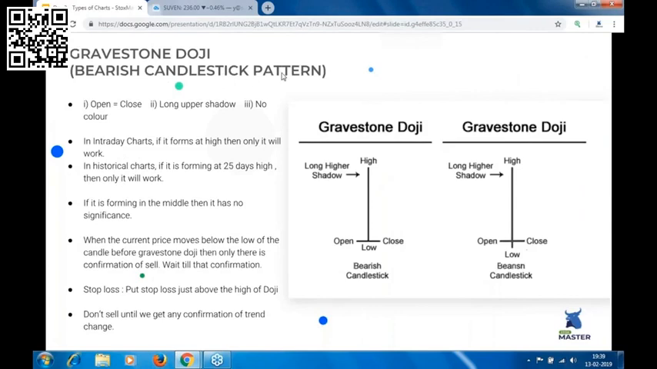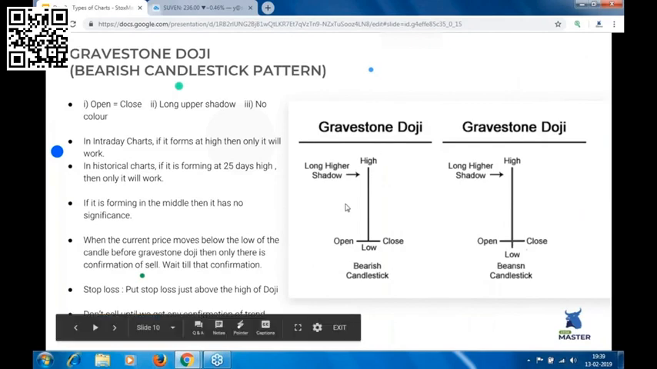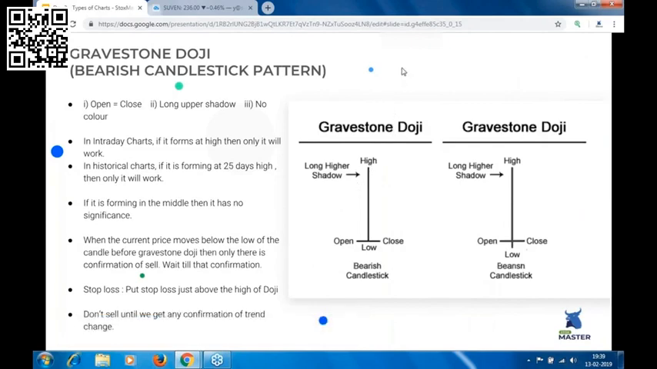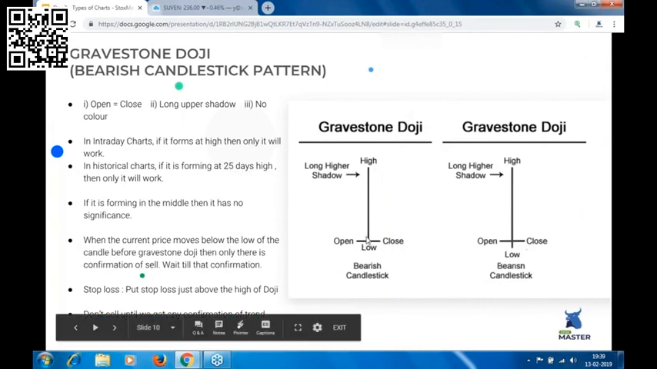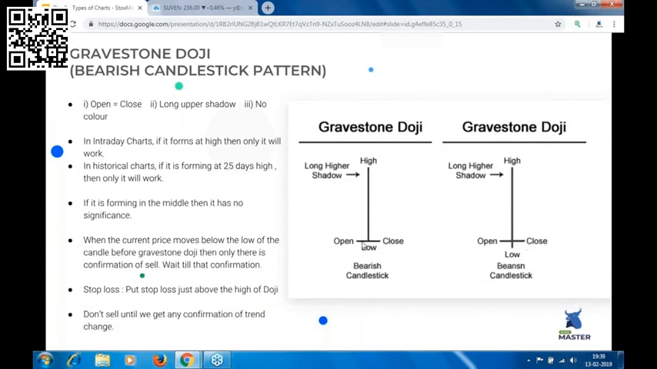Gravestone doji. Now gravestone doji is a bearish reversal candlestick pattern, and this is formed after a long uptrend. So if the stock prices are rising and rising, and we see a gravestone doji, then we can assume that the bullish trend is about to reverse. Now these dojis are a best example of a fight between the bulls and the bears. See, the prices opened here, bulls tried to take the prices up, but then bears came in control and pulled the prices down, and the prices closed at the same level.